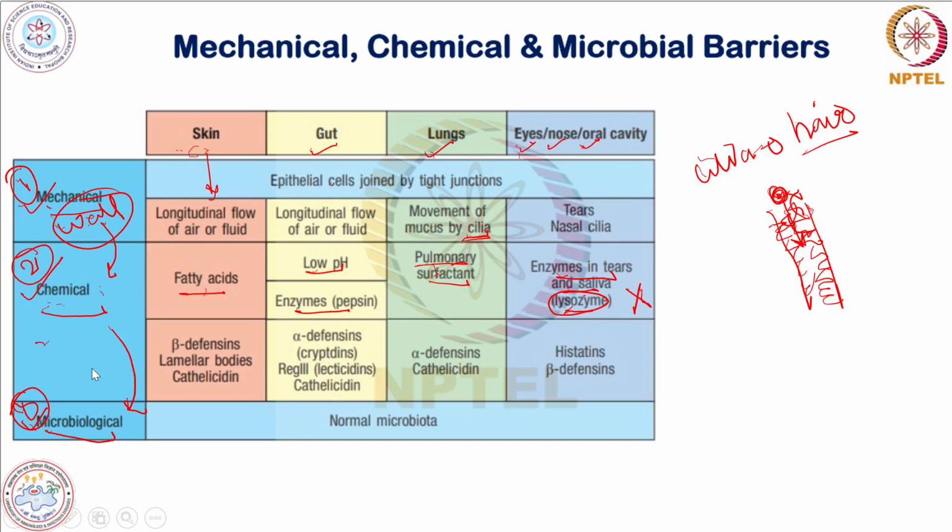Okay, so what we were discussing, the third type of barrier is the microbiological barrier. That is the normal healthy microbiota of our body, that is the skin microbiota and gut microbiota, which compete with the harmful microbes and prevent the pathogens from growing and spreading the infection in our body. So these are the three types of barriers of our innate immunity, which help to protect us from infection.